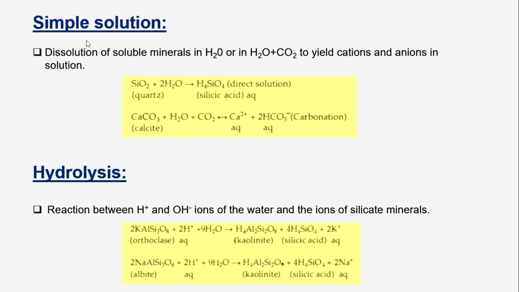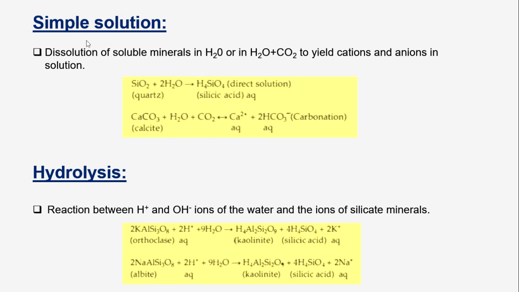The example is quartz, SiO2, plus water reacting to give silicic acid, and the second one is calcite plus H2O plus CO2 reacting to give the cation and the anion part, Ca2+ and 2HCO3-. The second process is the hydrolysis.